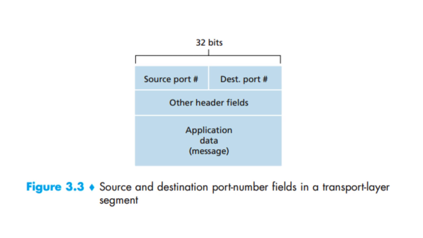Each socket in the host could be assigned a port number. And when a segment arrives at the host, the transport layer examines the destination port number in the segment and directs the segment to the corresponding socket. The segment's data then passes through the socket into the attached process. As well, we see this is basically how UDP does it.